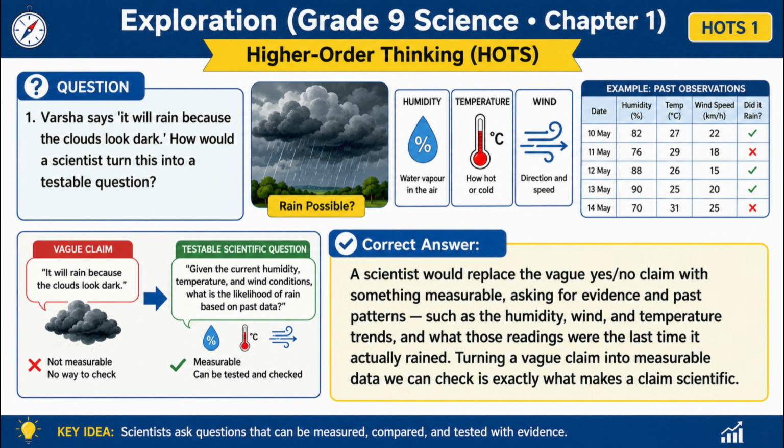Higher order thinking, HOTS. 1. Varsha says, "It will rain because the clouds look dark." How would a scientist turn this into a testable question? A scientist would replace the vague yes-no claim with something measurable, asking for evidence and past patterns, such as the humidity, wind, and temperature trends, and what those readings were the last time it actually rained. Turning a vague claim into measurable data we can check is exactly what makes a claim scientific.